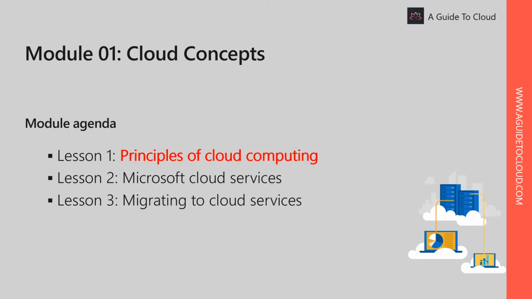As we discussed before, in this particular course, there are 4 modules. The first module is what the cloud concepts are. Within this module, there are 3 lessons. The first one is principles of cloud computing. The second one is all about the different types of Microsoft cloud services available and the things you need to know for this particular course. And the third lesson for this module is migrating to cloud services.